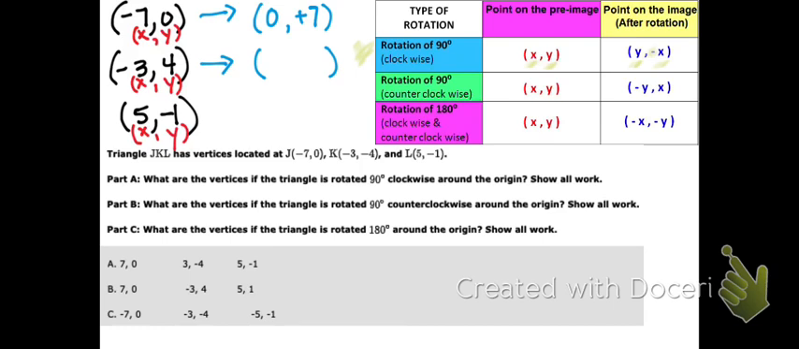So let me do one more here. Switch the y and x, so now it's 4, -3. But that original x, that -3, now becomes +3. So why don't you try the third one?